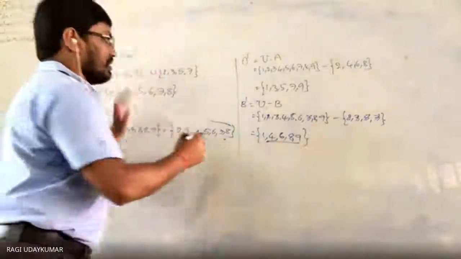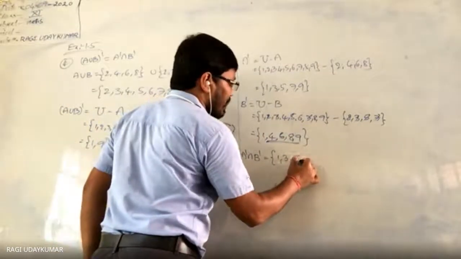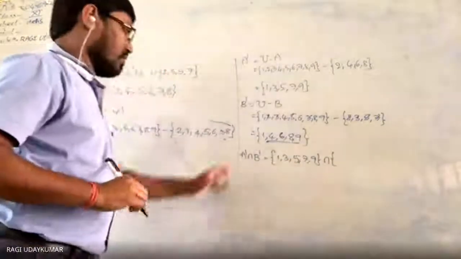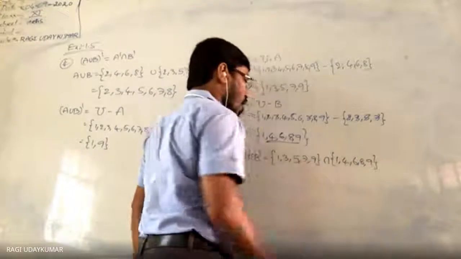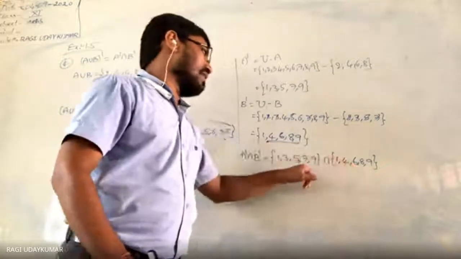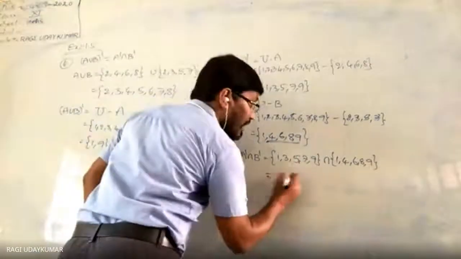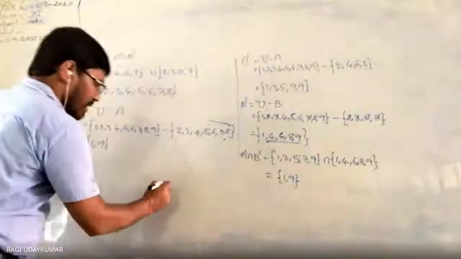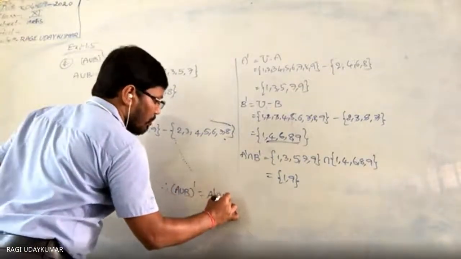Next, the intersection is asked: A complement intersection B complement. So you write 1, 3, 5, 7, 9 intersection B complement, 1, 4, 6, 8, 9. What is common in both? 1 is common, 3 is not common, 5 is not common, 7 is not common, 9 is common. So 1 and 9 are common. Here you got 1 and 9, and there you got 1 and 9. Therefore, A union B whole complement is equal to A complement intersection B complement.